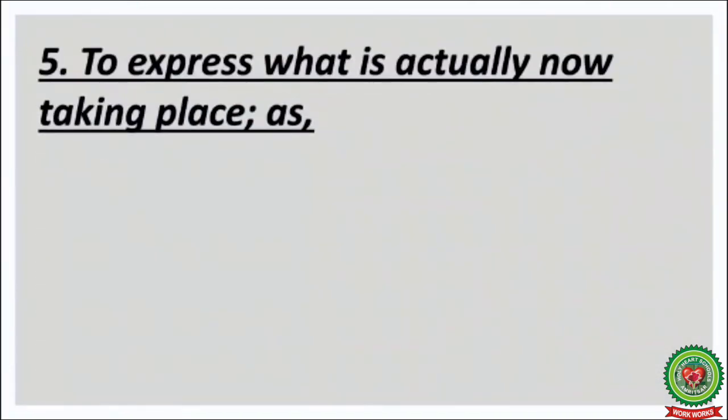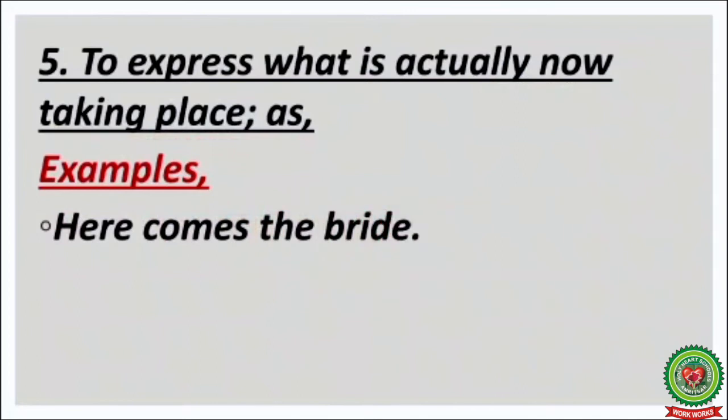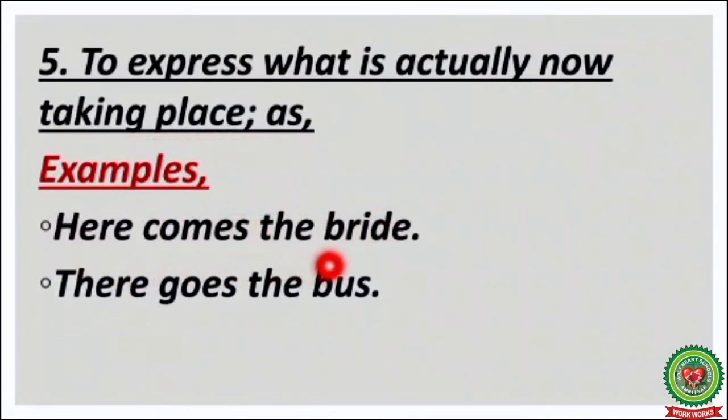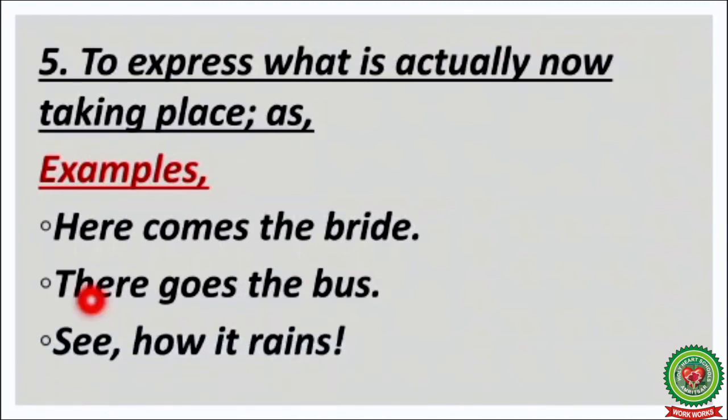Moving on to the fifth point, to express what is actually now taking place. For example, here comes the bride. There goes the bus. Now students, normally the sentence structure is subject plus present form of the verb plus object. But if the sentence starts with here and there, after that we use the verb. Here comes the bride, not here is coming. There goes the bus. See how it rains.